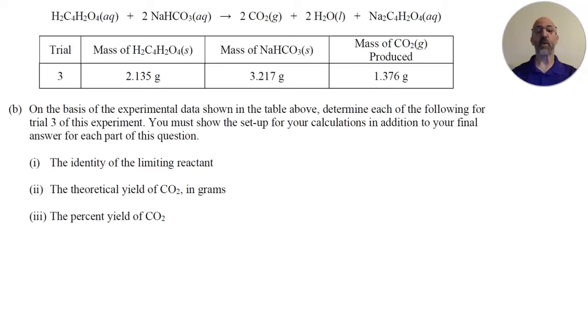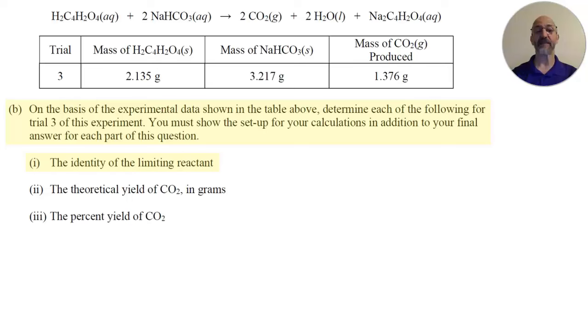In part B of this question, we have another data table. This is for trial 3, and it says, on the basis of the experimental data shown in the table above, determine each of the following for trial 3 of this experiment. You must show the setup for your calculations in addition to your final answer for each part of this question. So the first part is to determine the identity of the limiting reactant.